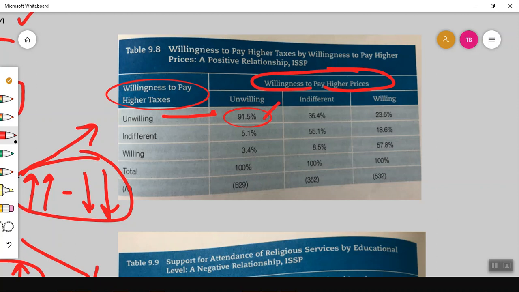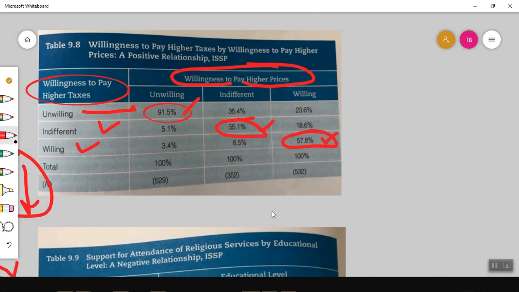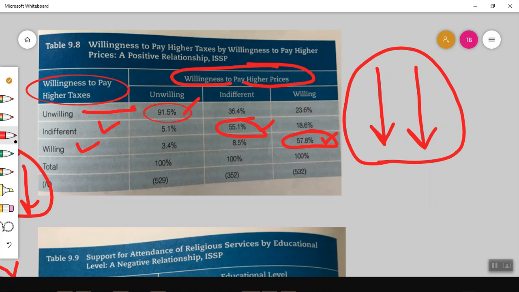And if you start looking at this direction, for instance, willing to pay higher taxes with willing to pay higher prices is 57%. Indifferent to pay higher taxes and indifferent to pay higher prices is 55%. So basically you could see, if we were to describe this generally, it doesn't have to be exact, but the relationship generally, as one goes down, the other one goes down. So to basically describe the relationship between these two, they're both going in the same direction. As willingness to pay taxes goes down, so too does willingness to pay higher prices. So this is a positive relationship because they're going in the same direction, even though the direction is down.